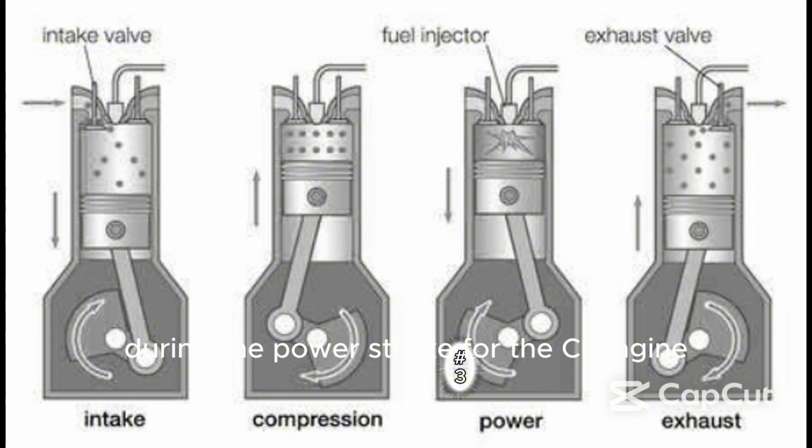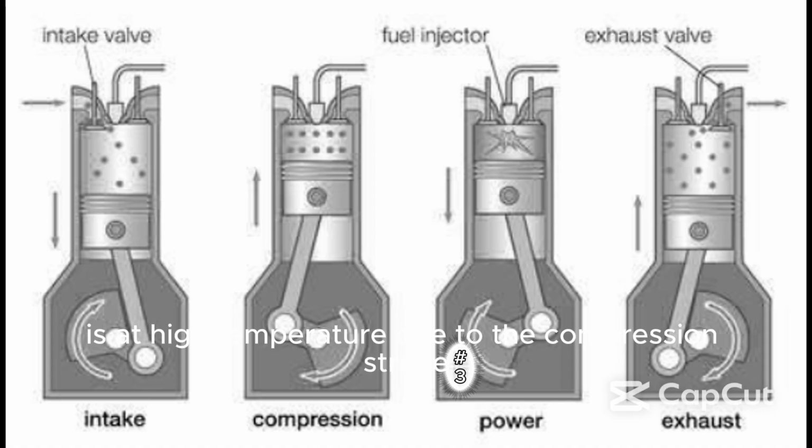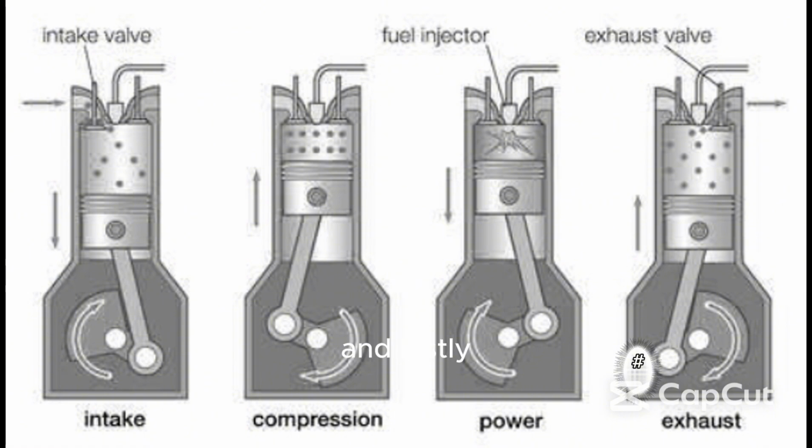During the power stroke for the CI engine, an ignition will start when the fuel is injected into the cylinder, where the air that has been compressed is at a high temperature due to the compression stroke. And lastly, same as the SI engine, during the exhaust stroke, all the burnt gas caused by the combustion will be expelled through the exhaust valve.